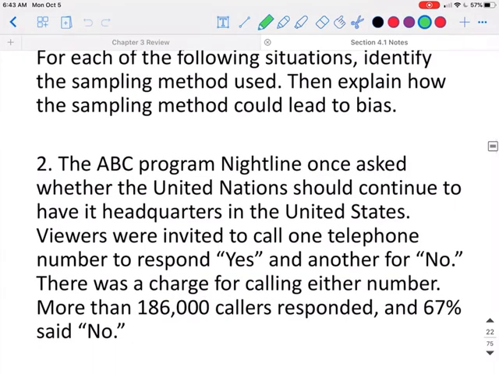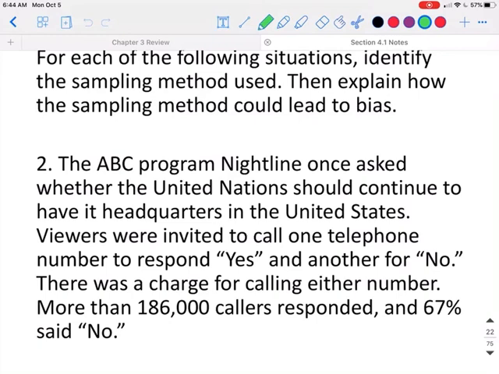The ABC program Nightline once asked whether the United Nations should continue to have its headquarters in the United States. Viewers were invited to call one telephone number to respond yes and another for no. There was a charge for calling either number. More than 186,000 callers responded, and 67% of them said no. This would be voluntary response sampling.